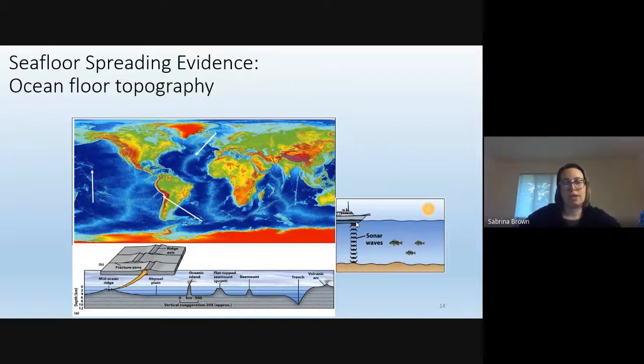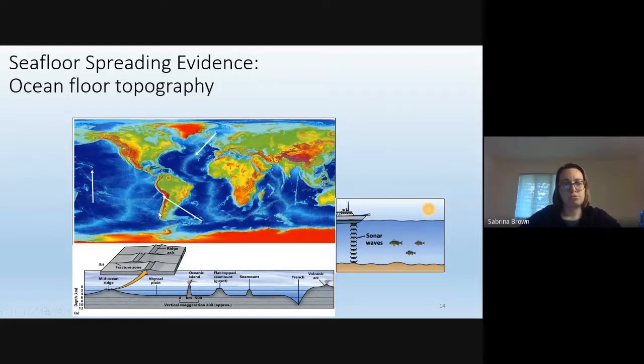And what we noticed is that in the middle of some ocean basins, we have these ridges. So in the middle of the Atlantic Ocean, we have something called the Mid-Atlantic Ridge. And it's this high place in the middle of the ocean. Right before we had sonar, we just thought the bottom of the ocean was flat. It's generally fairly flat most of the time.